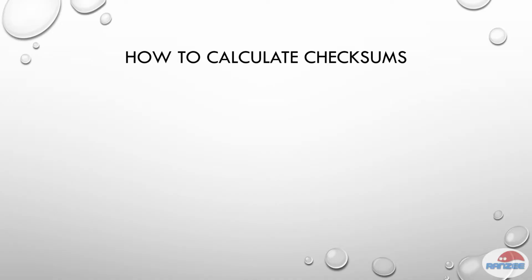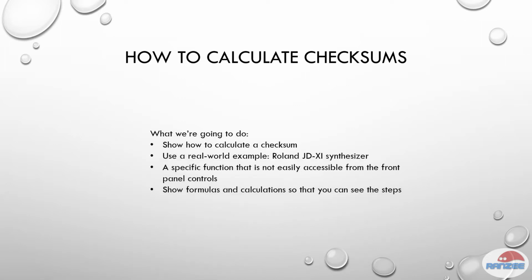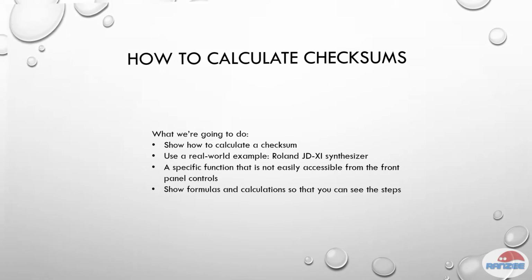In this video, we're going to show how to calculate checksums. What we're going to do is show the actual procedure of how to calculate these checksums. We're going to use a real world example. We're going to play with the Roland JD-XI synthesizer. I'm going to choose a specific function that is not easily accessible from those limited front panel controls. We're going to show some formulas and calculations so that you can see each of the steps. So hopefully it should be fairly straightforward for you.